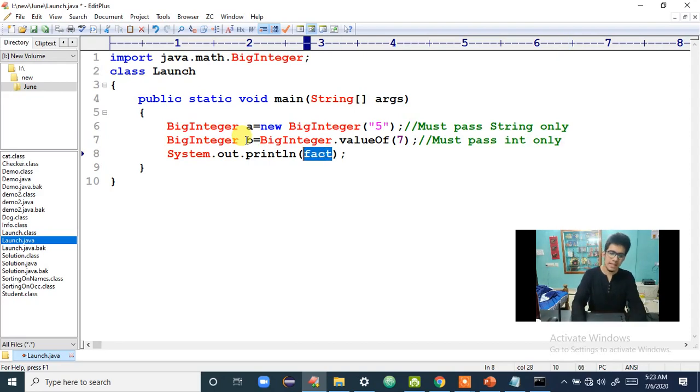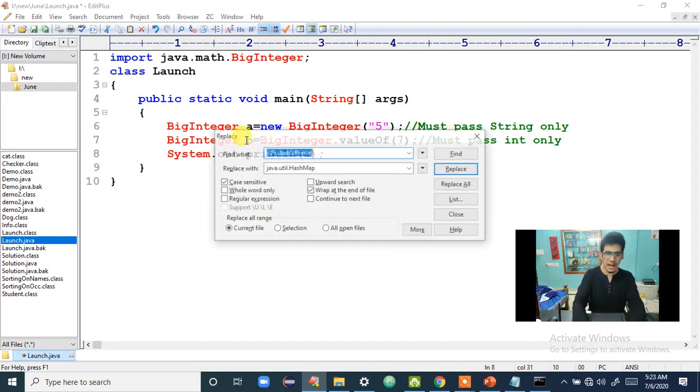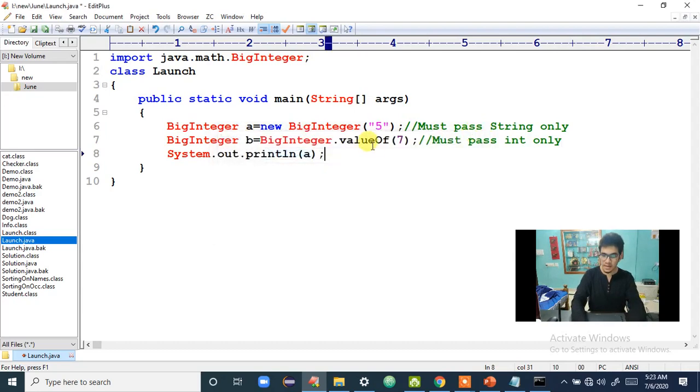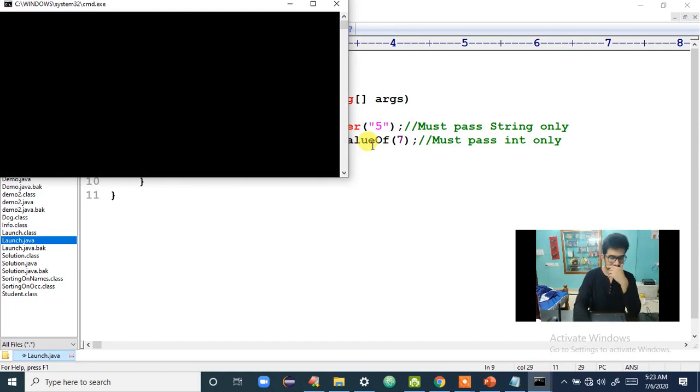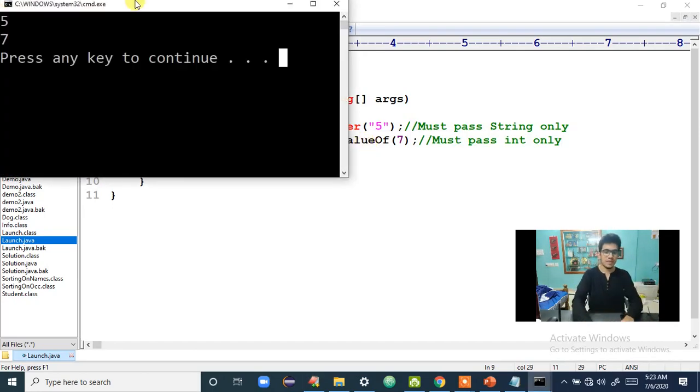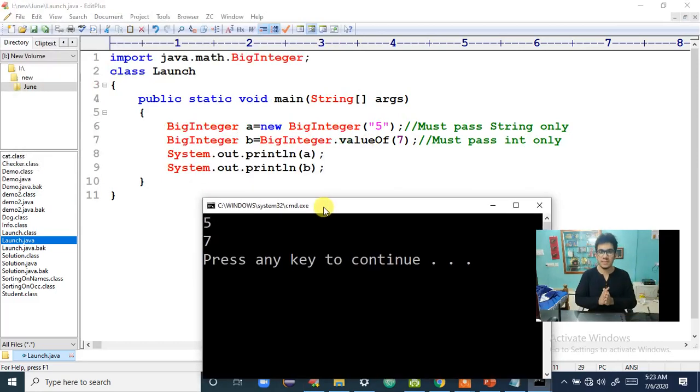And if I tell print a and print b, these are the ways to print a and b. You can take this screenshot also, where I'm printing a and b. It is very simple.